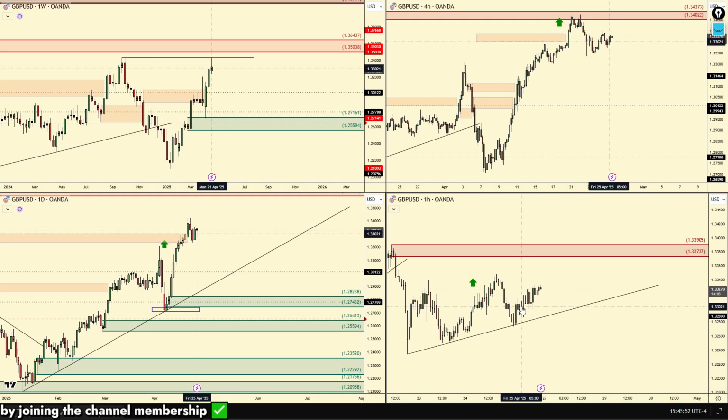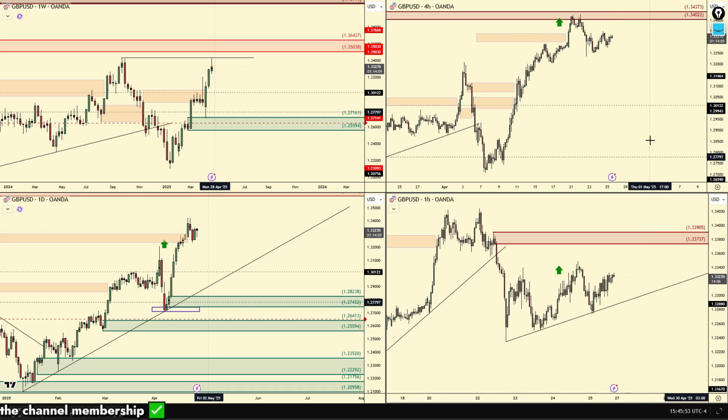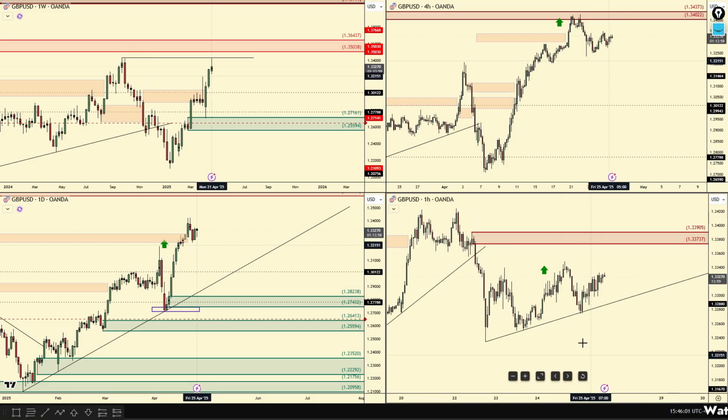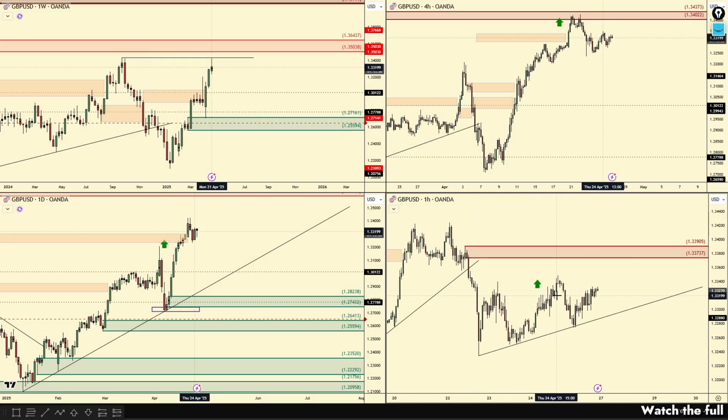So that 1-hour supply, I will be monitoring. The 1-hour trend line, I'll be monitoring to see if we can break that upper trend line and really push up and break the weekly high. So really it's all going to revolve around the 1-hour time frame there on the GBPUSD.